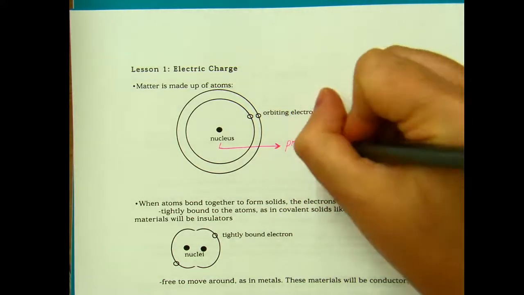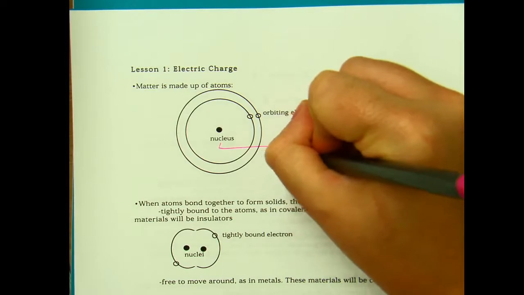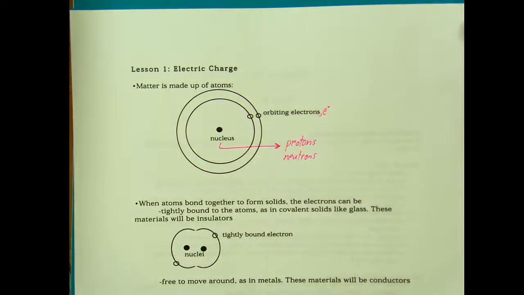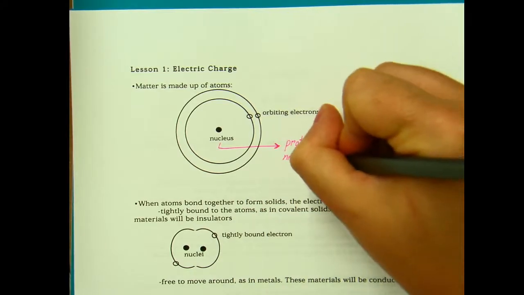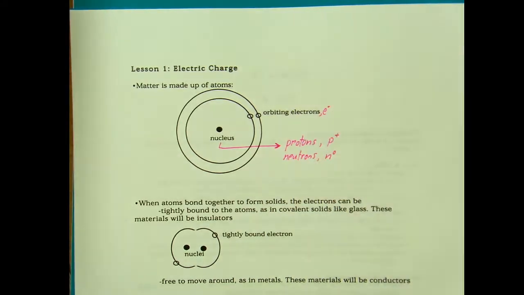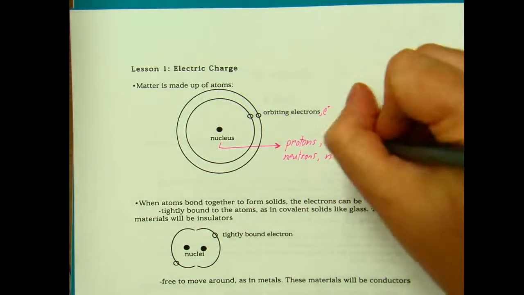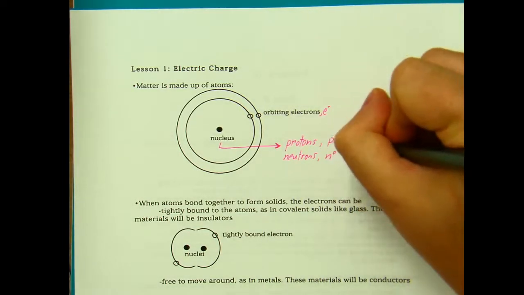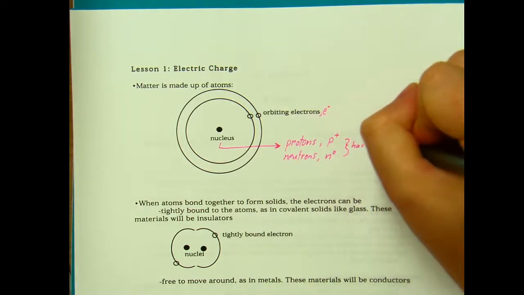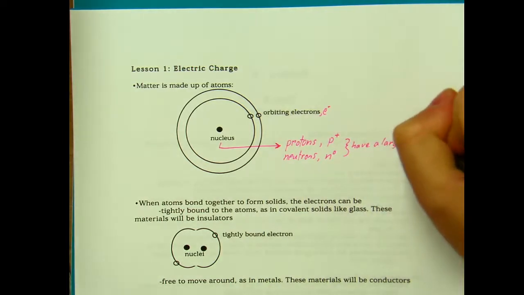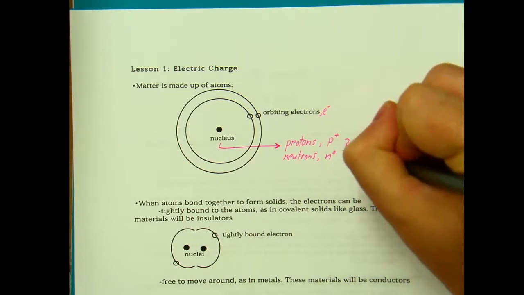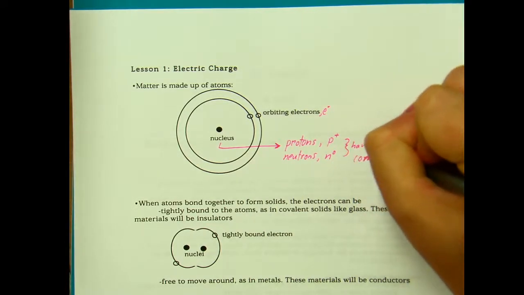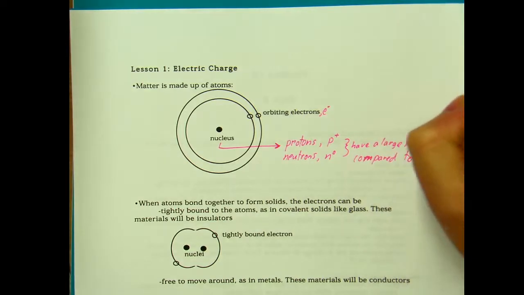You've got protons and neutrons. Now, again, don't know if you've seen this notation before, but generally we call the protons P plus, and the neutrons are just N 0 because they have no charge. These two have a large mass compared to electrons, which is important.